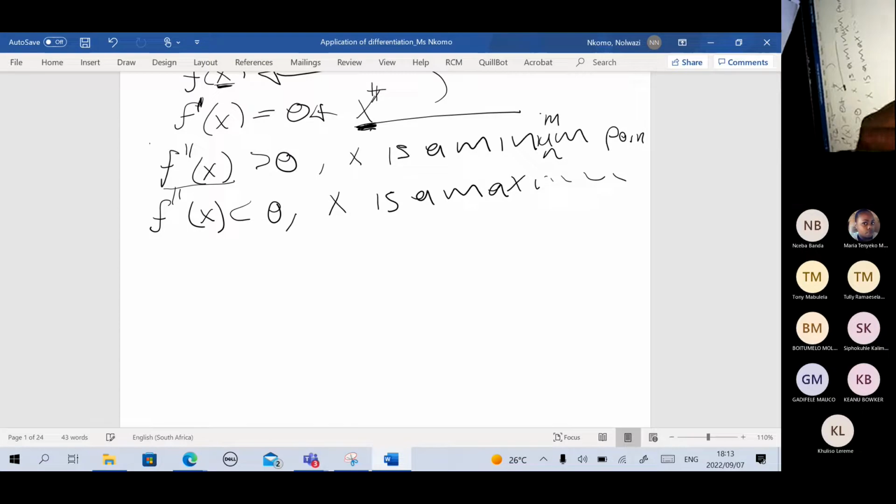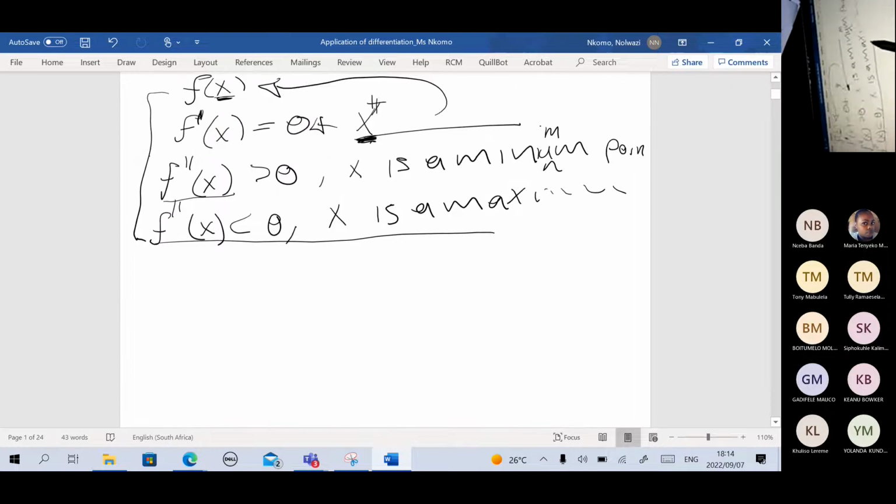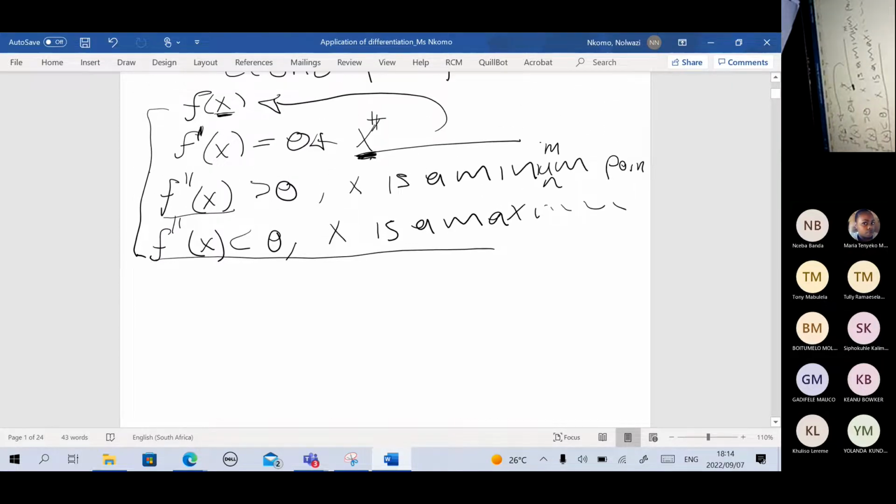Okay, this is what we did in chapter 5. Now we want to apply this in the economic functions, like in the total revenue, the total cost, and the profits. The process of applying these to the economic functions is called optimization.